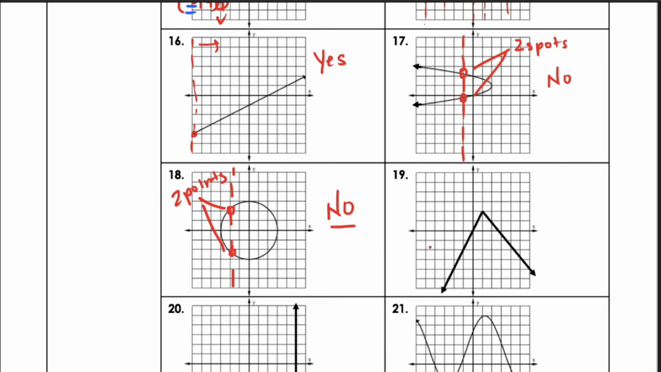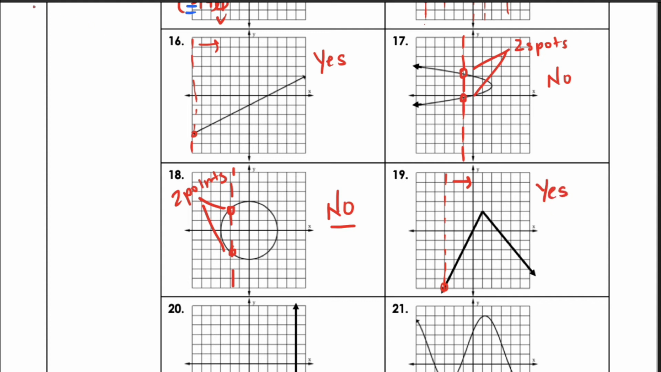Number 19, if I start on the left side of the graph, I'm only going to cross in 1 point as I drag this vertical line. So imagine this is your pencil laying on top of the graph. As I drag the pencil across, it will never cross the graph in more than 1 point as I go from left to right. Okay, so this one would be a function.